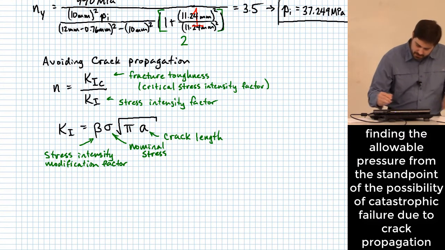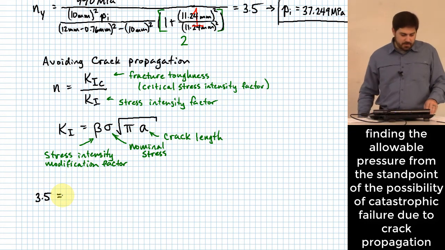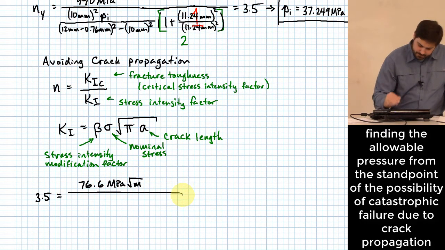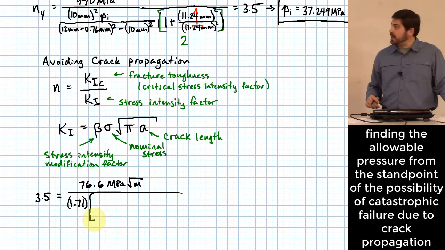Okay, so we'll go back over here and we'll say 3.5 was my factor of safety I'm trying to hit. This is going to be equal to KIC in the numerator, which was 76.6 megapascal square root of meters. This is going to be divided by a beta factor of 1.71. All this multiplied by my nominal stress.